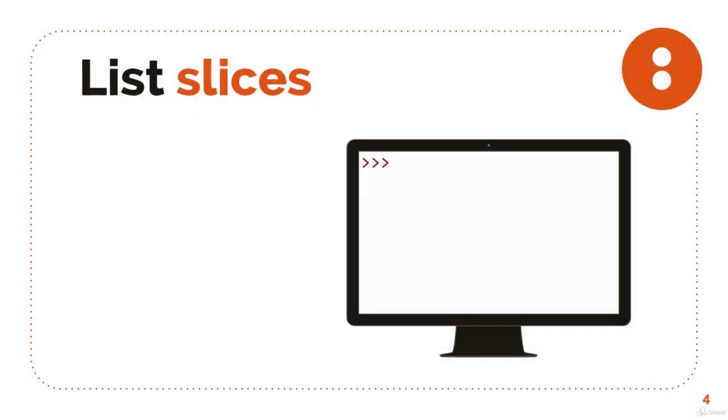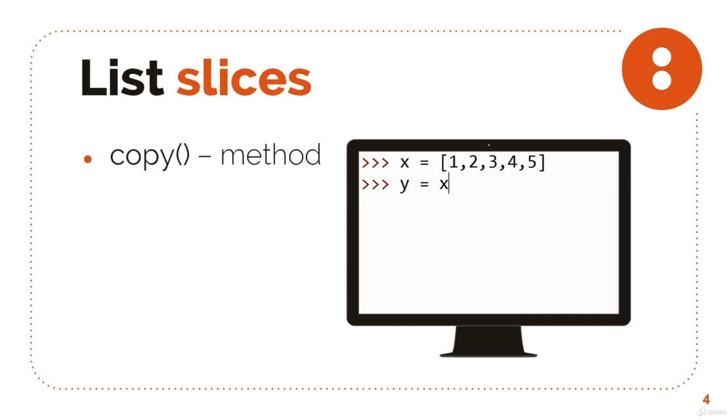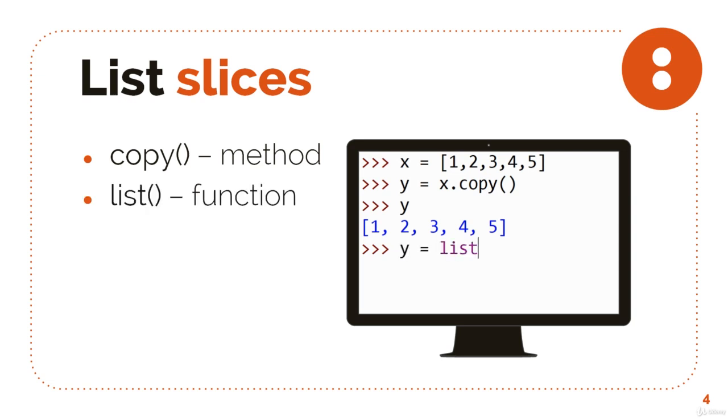So what if we want to make a copy? How do we do that? Well, there are a few ways to achieve this. The first way is to simply use the copy method. You can also use the list function.